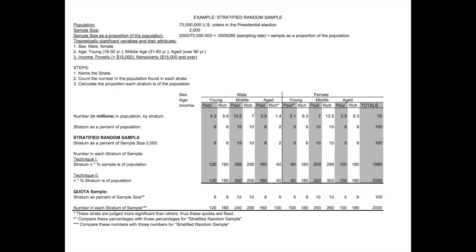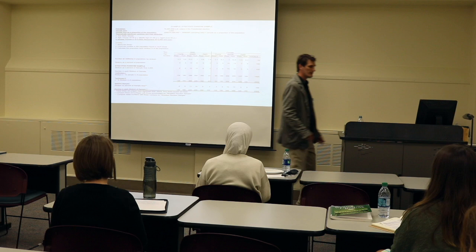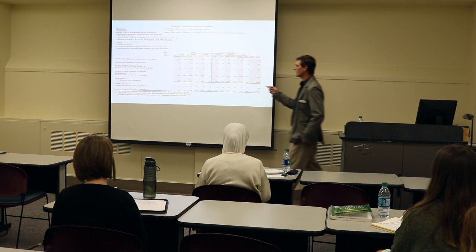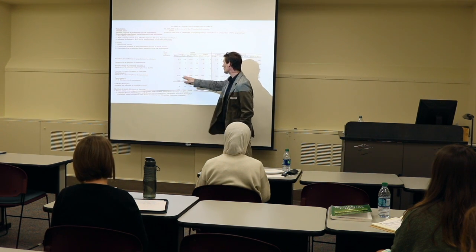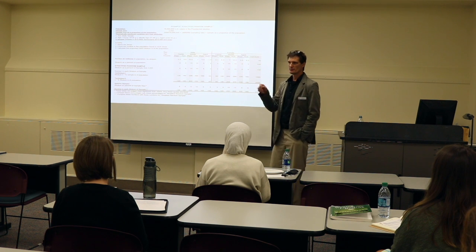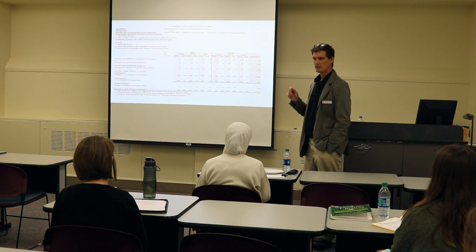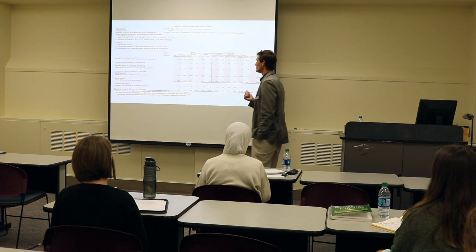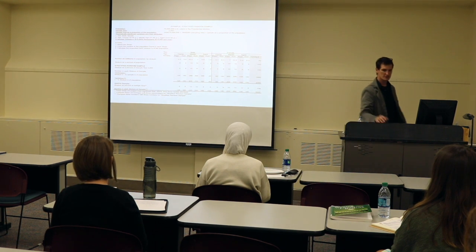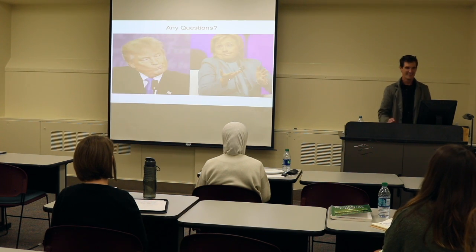Then the bottom row is just by way of comparison what a quota sample might look like. So you can use the same proportions in your quota sample. The difference, remember, is that in a quota sample, you're not randomly selecting those individuals for inclusion into your sample. You're just taking volunteers or something like that. But the way we would obtain these 120 individuals who are poor young males and 160 rich young males and so on is through that random sampling strategy, right? The lottery kind of approach for inclusion. So, questions or comments about that? Any questions?